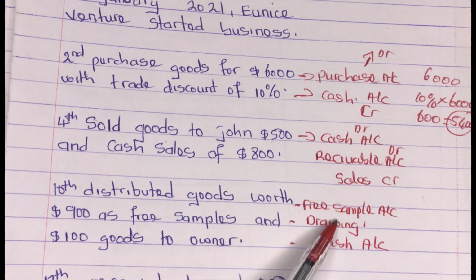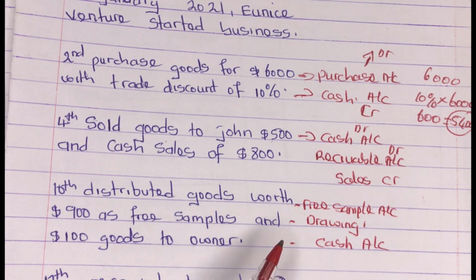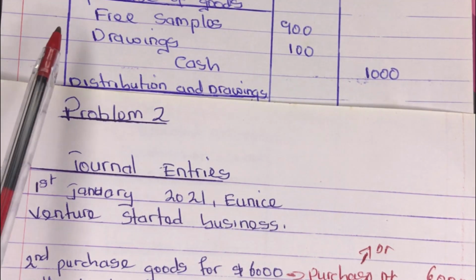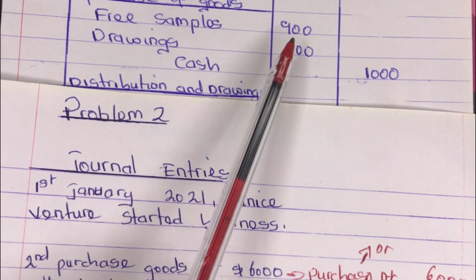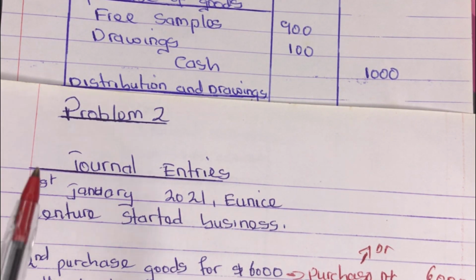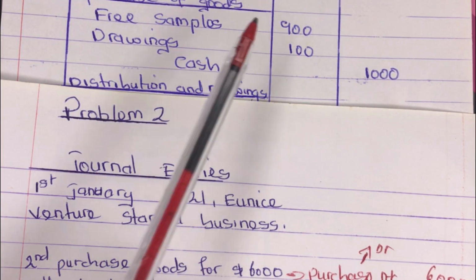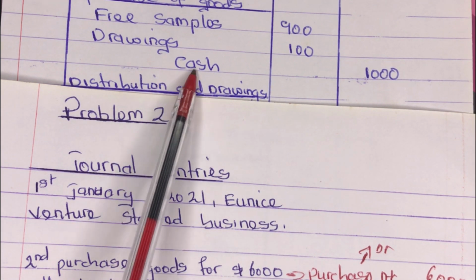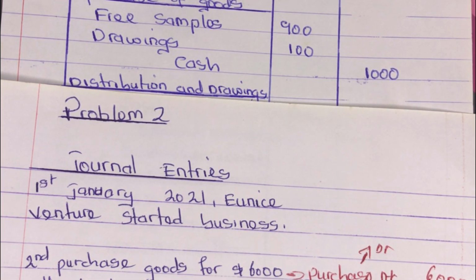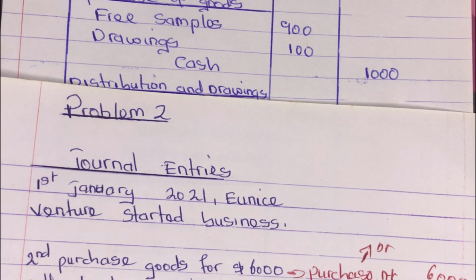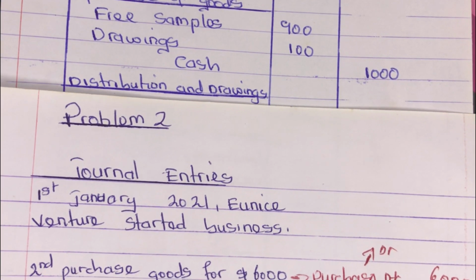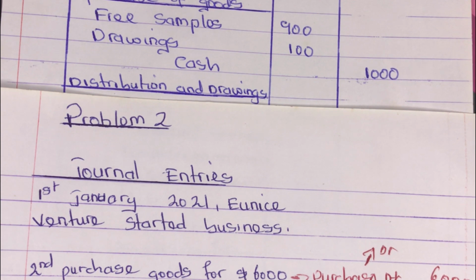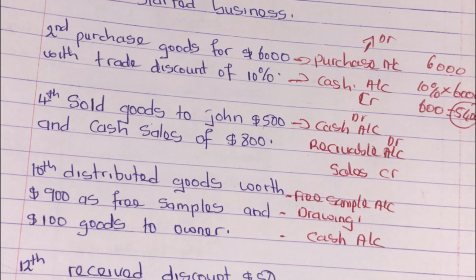So we debit the free sample account, we debit the drawing account, and we credit the cash account. So this is the solution. The free sample account, we debit it with $900. The drawing account, we debit it with $100 and credit the cash account with $1,000. The narrative is distribution and drawings. So let's move to the next question.